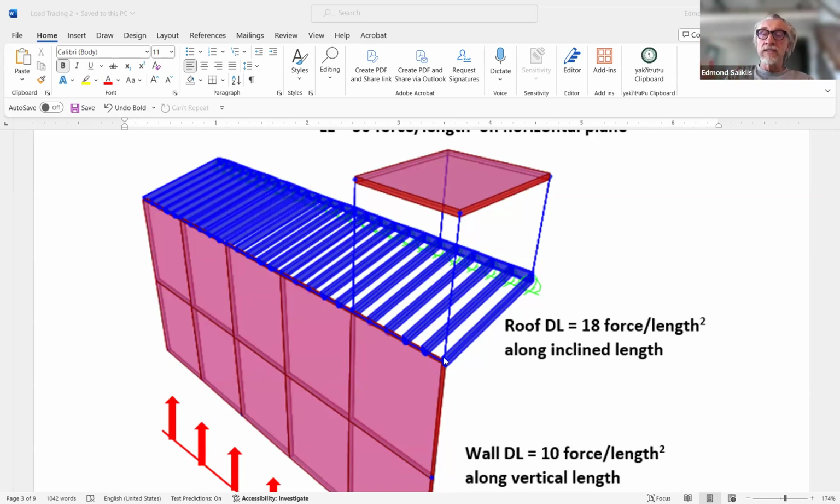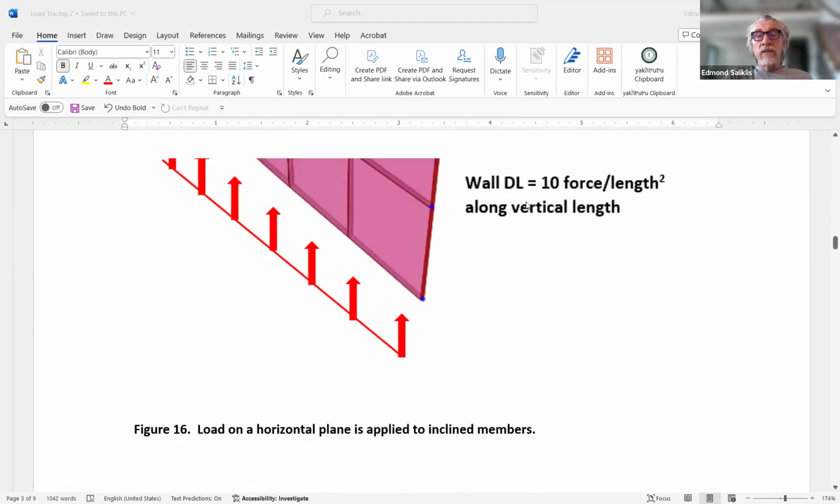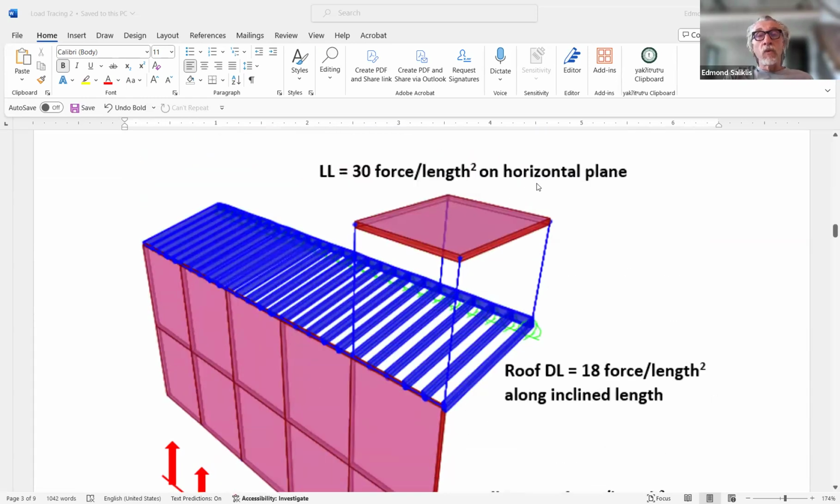Okay, so dead load is something that is always there. It's the self weight of the members. It can include other things like mechanical, electrical, plumbing. There's a little bit of extra load, which we call miscellaneous. But for the purposes of this module today, it's just dead load. Then we have live load, and that is not applied along the length of the member. That is applied on a horizontal plane. On the horizontal plane, see that? So that is projected downwards onto the roof, and it's always on the horizontal plane.